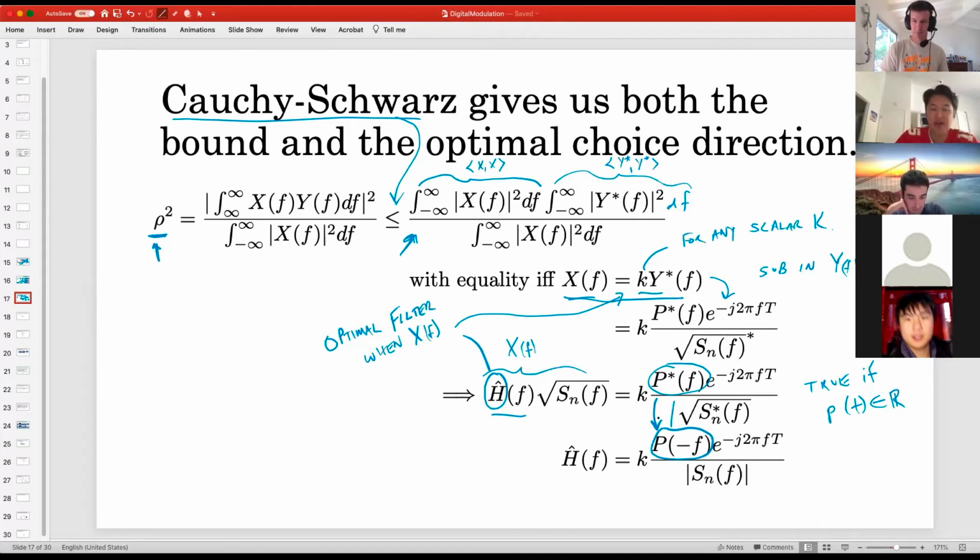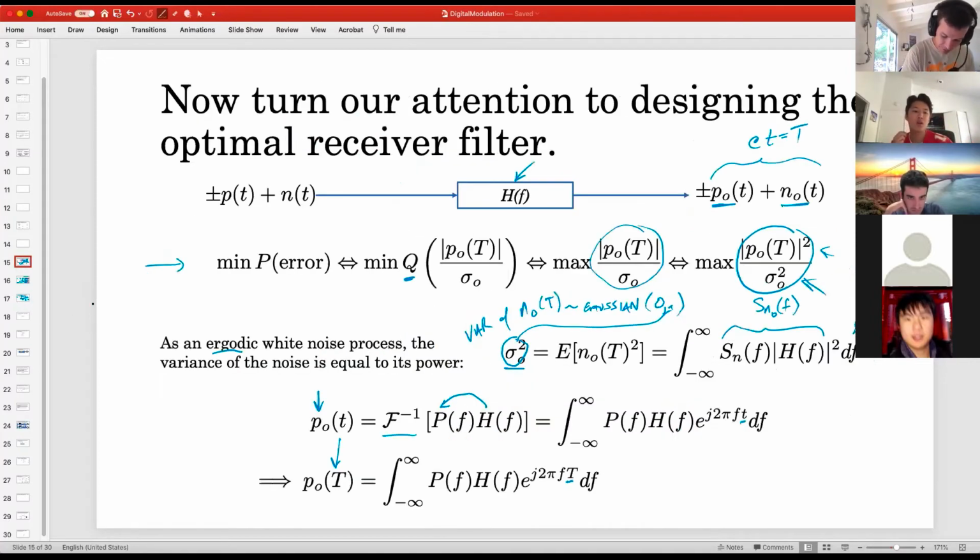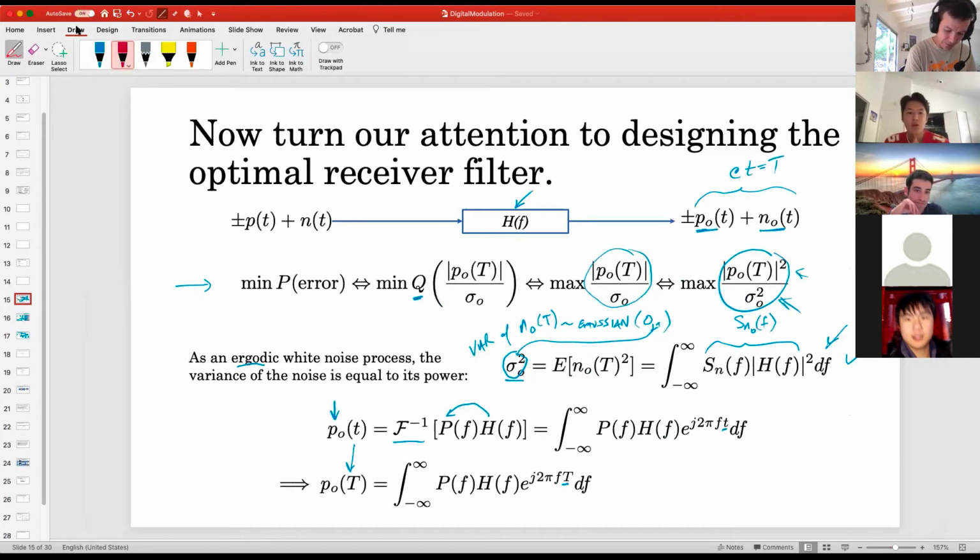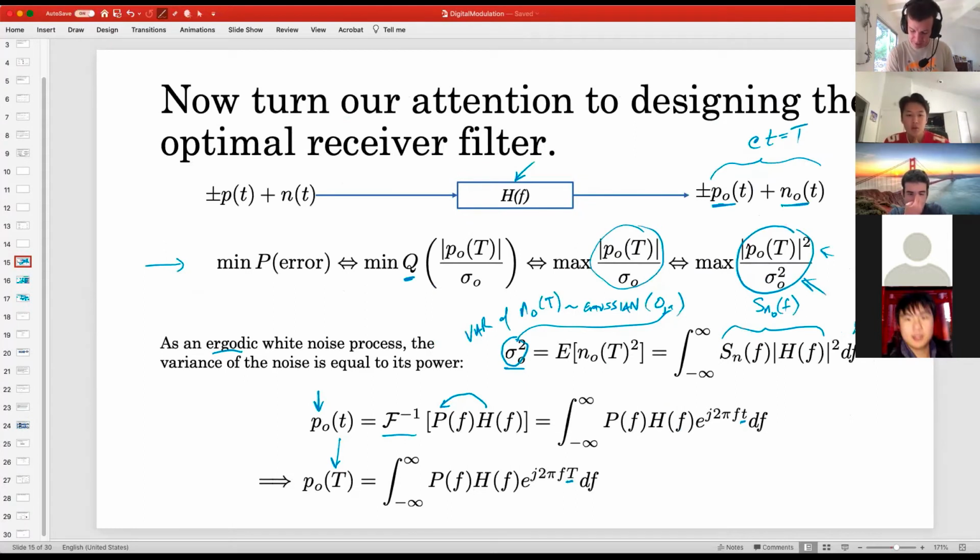Quick clarification. Why are we maxing rho squared again? Yeah, let's go back to this chain of arguments here. So we'll work backwards this time. This is rho squared, which is equivalent to maximizing rho, which is equivalent to minimizing q of rho, which is essentially equivalent to minimizing the probability of error. Okay. This is q of rho in our new notation. Okay, thank you. Yep.